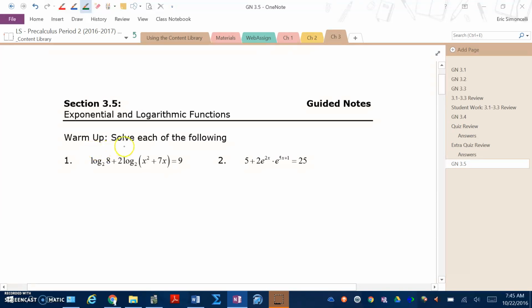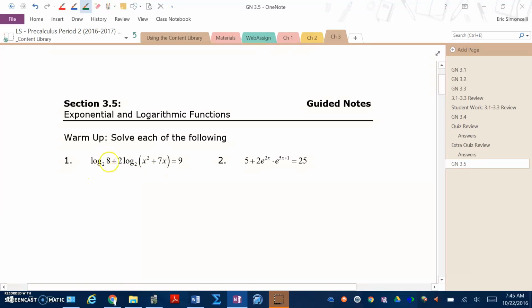In our warm-up, we're going to solve each of the following. In number 1, we have log base 2 of 8 plus 2 log base 2 of the quantity x squared plus 7x equals 9. Now instinctively, many of us would look at the fact that the bases are the same on each log, and then look at the fact that we've got a plus sign, so we would condense pretty easily using the product property.